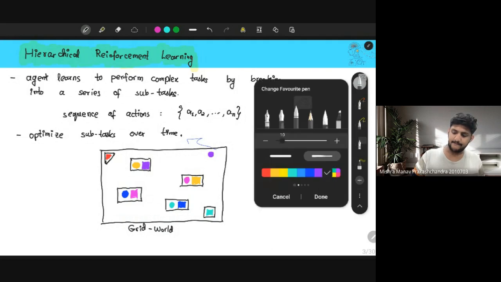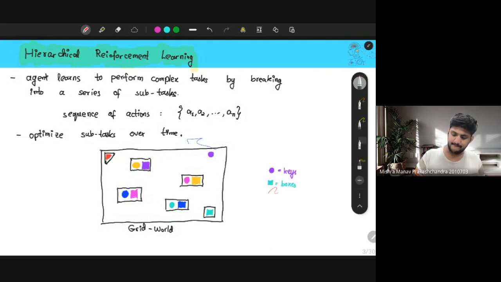Okay, I'll define agent here so that there's no confusion. The agent should learn first to go obtain a key which is lying empty, then find the corresponding box. It can't open any box. It should open the box with the same corresponding color. Then find another key, open the corresponding box, and do that repeatedly until we reach the final goal.